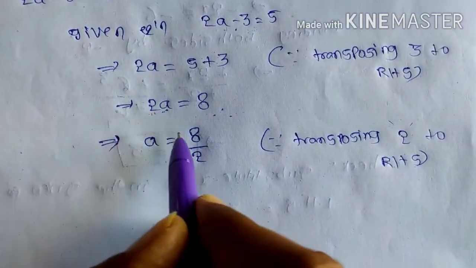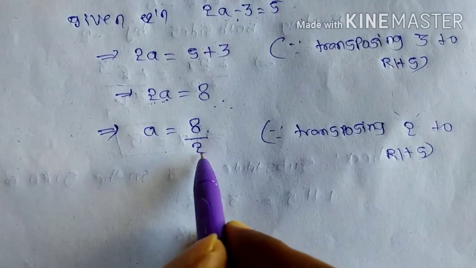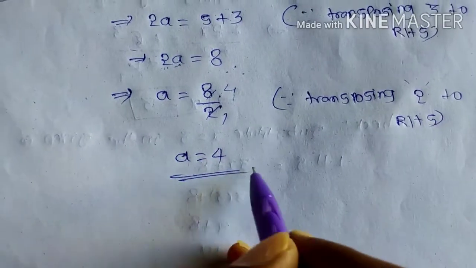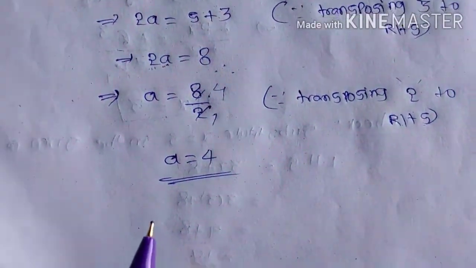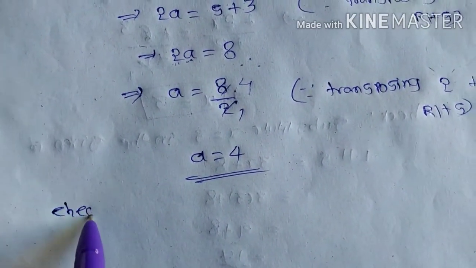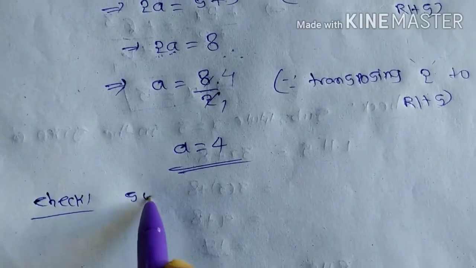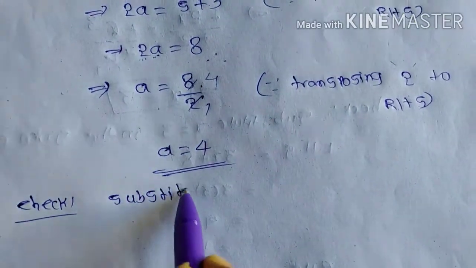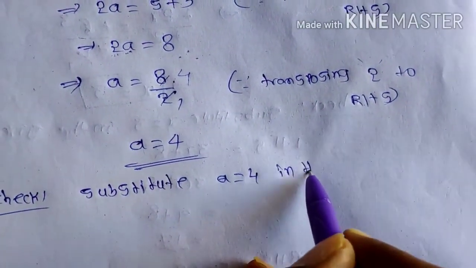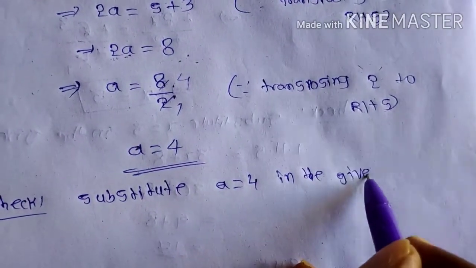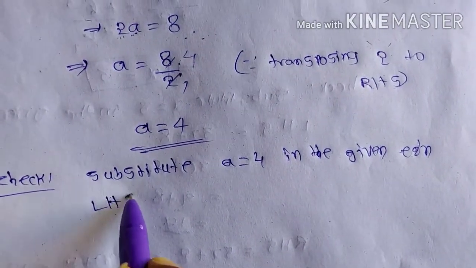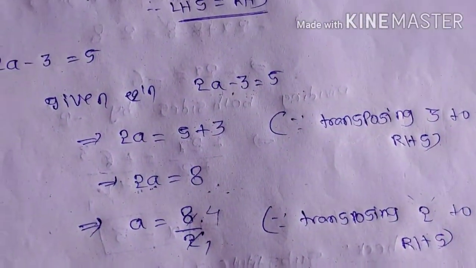See here, it is multiplication. If it comes to RHS, it will become division. 8 by 2 means 2 fours are 8. That means a is equal to how much? 4. a is equal to 4 is your solution. But in the question they are asking to check. How can you check? You can see here check. Substitute a is equal to 4 in the given equation. So you can write here LHS. LHS is equal to how much? 2a minus 3.